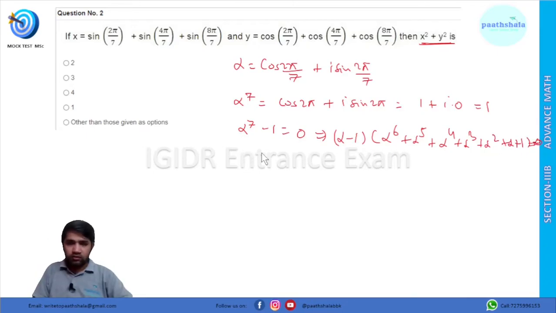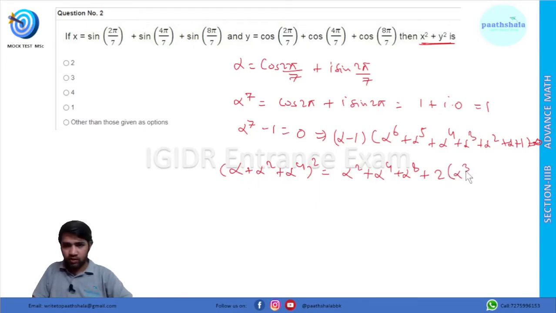In order to find the value, let's take (alpha plus alpha square plus alpha power 4) whole square. So we will get alpha square plus alpha power 4 plus alpha power 8 plus 2 times, this will be alpha into alpha square, so alpha cube, plus alpha square into alpha power 4, alpha power 6, plus alpha power 4 into alpha, so this will be alpha power 5.